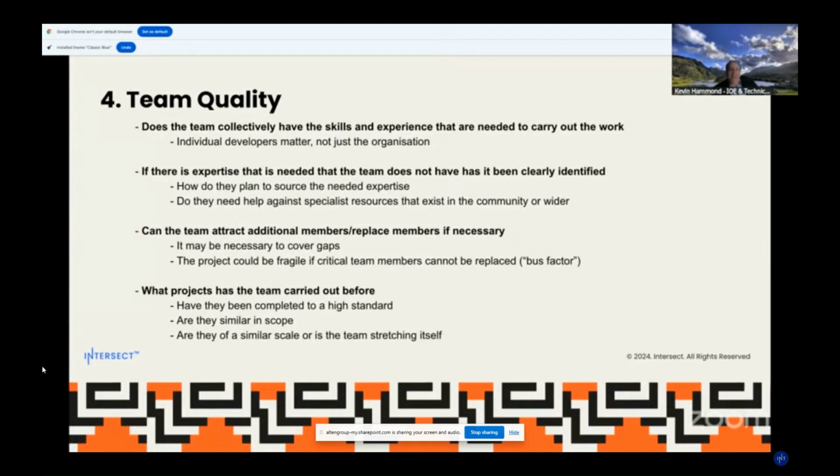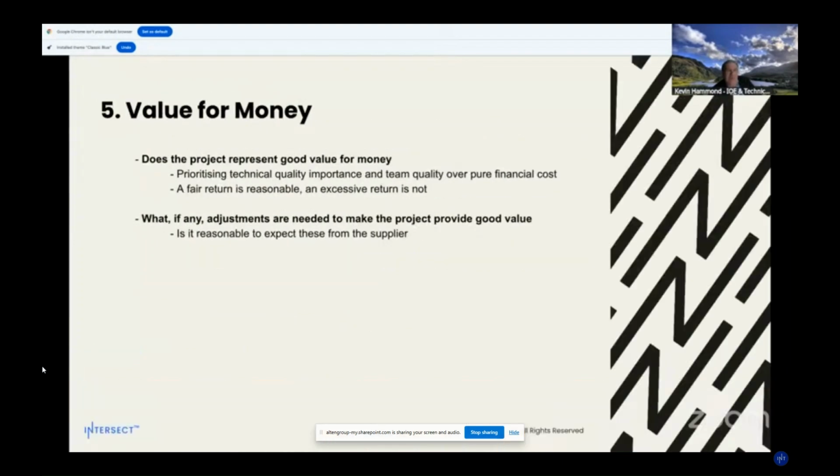What projects has the team carried out before? Have they been completed to a high standard? Are they similar in scope to the proposed work? Are they of a similar scale, or is the team stretching itself? So these are things you need to be aware of when evaluating the quality of a team that's involved in a core development proposal. And the good news is there are many excellent development teams that have already been involved in Cardano over a period of some time. So you shouldn't need to pick and choose. There should be plenty of options out there.